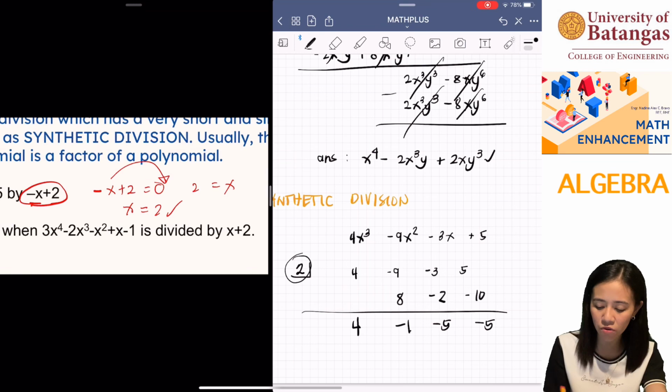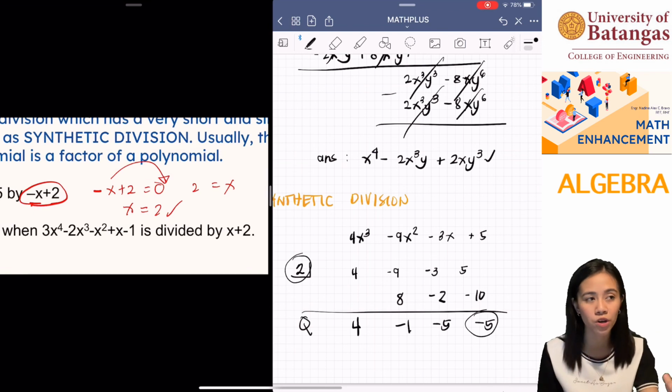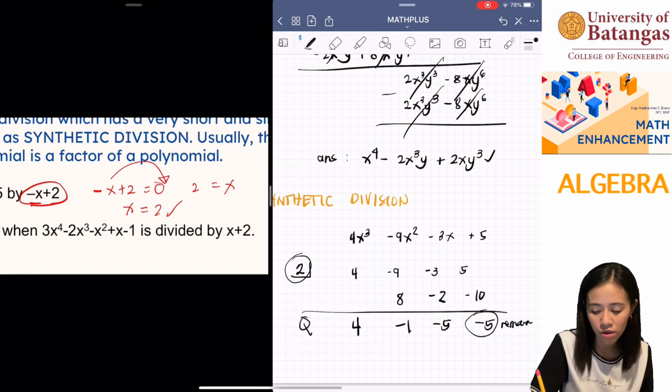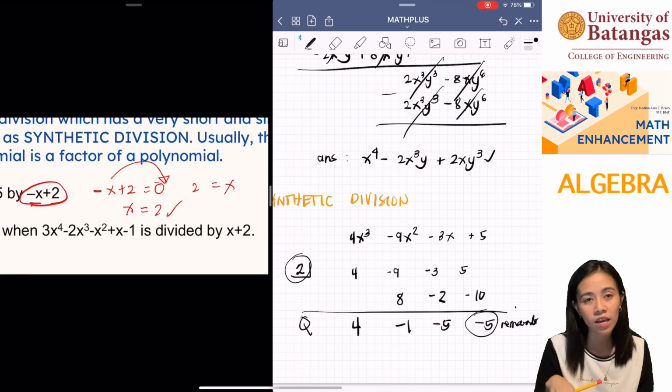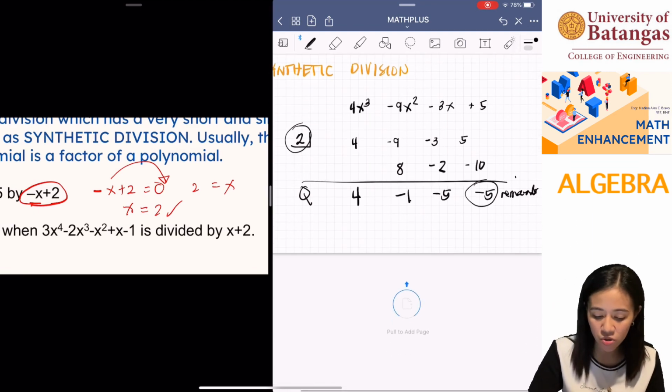Ang mangyayari ngayon, ito ngayon yung quotient mo. Tapos, kung yung last column mo ay hindi 0, so ibig sabihin, non-zero siya or may value siya, yun yung remainder mo. Okay? Pero kung nag-0 yan, ibig sabihin, yung divisor mo, that's a complete factor of the dividend given. So, ngayon, paano natin isusulat?